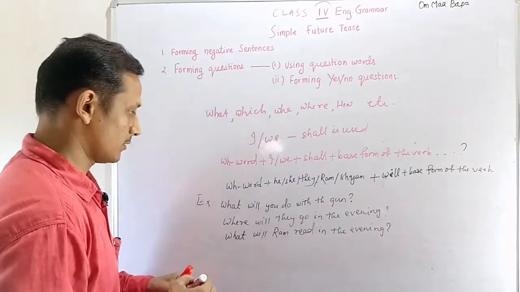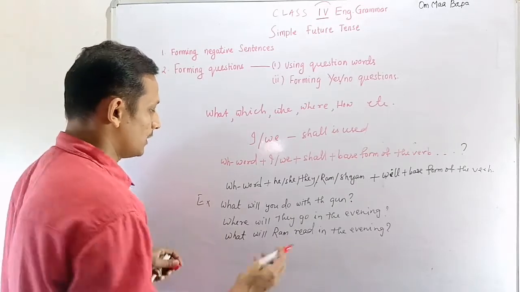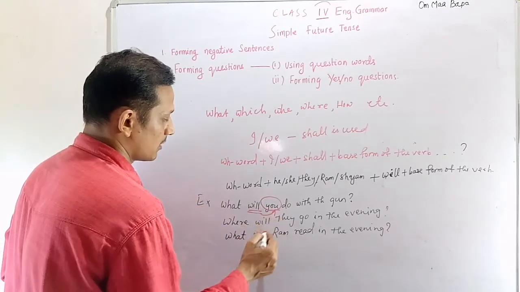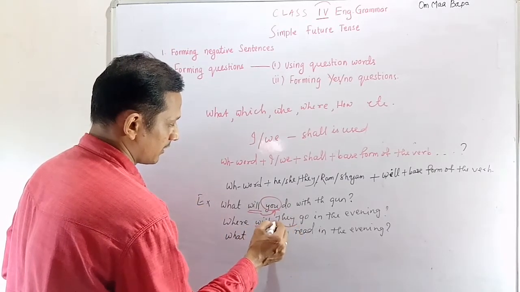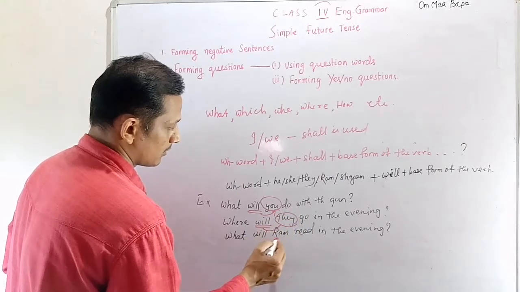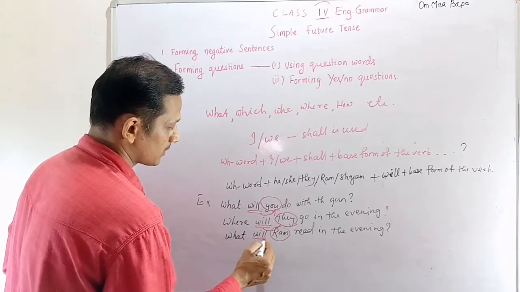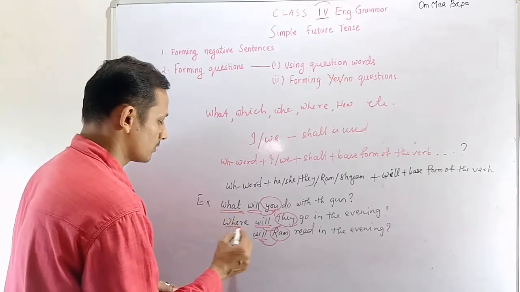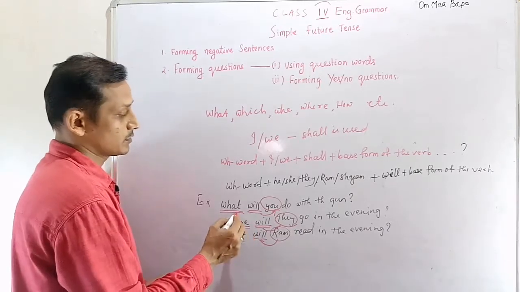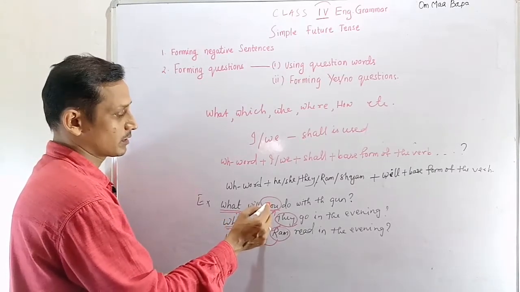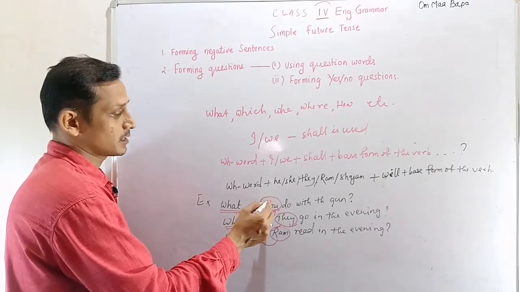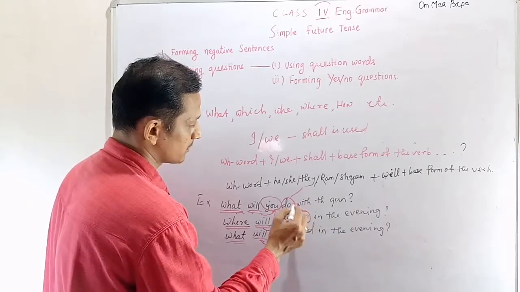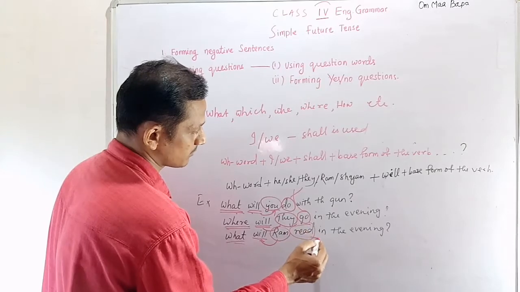Okay children, you can see will is there because the subject is you. Will is here because of they. Then will is there because the subject is Ram, and at the beginning we use a WH word. First the WH word, then will or shall, depending upon the subject, then the base form of the verb. Do is the base form of the verb, here go is the base form of the verb, and read is also the base form of the verb.